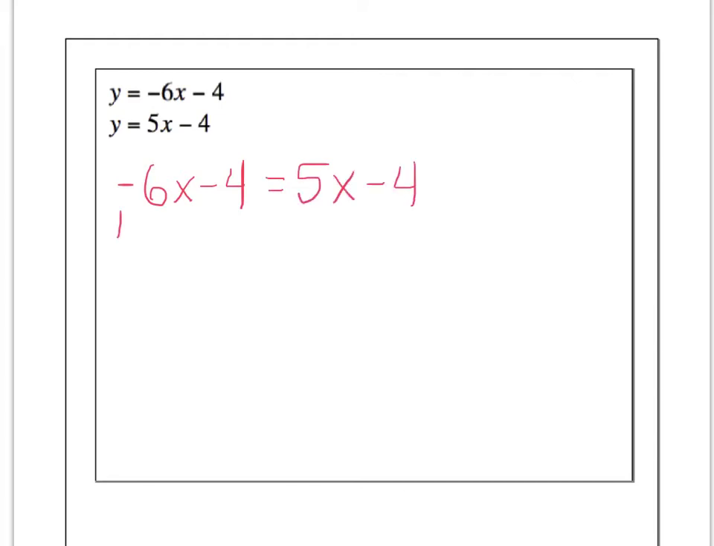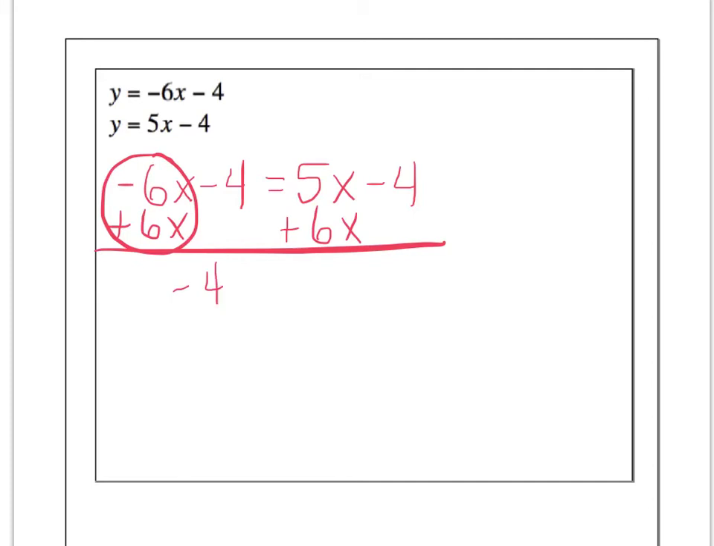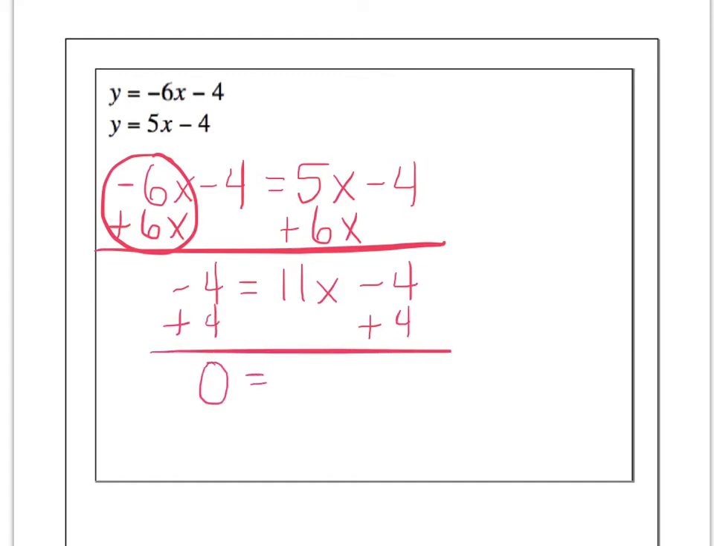So again, go ahead and solve. Plus 6x, plus 6x. Negative 4 equals 11x minus 4. If we add 4 to both sides, we get 0 equals 11x. Divide by 11, divide by 11, and 0 divided by 11 gives us 0.